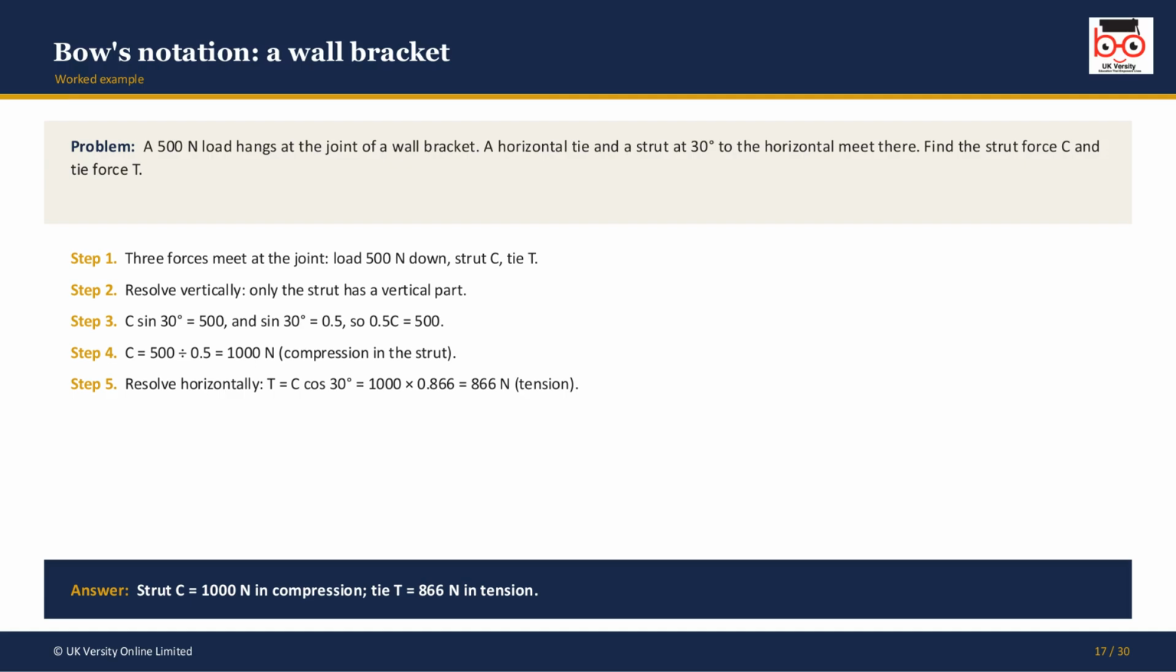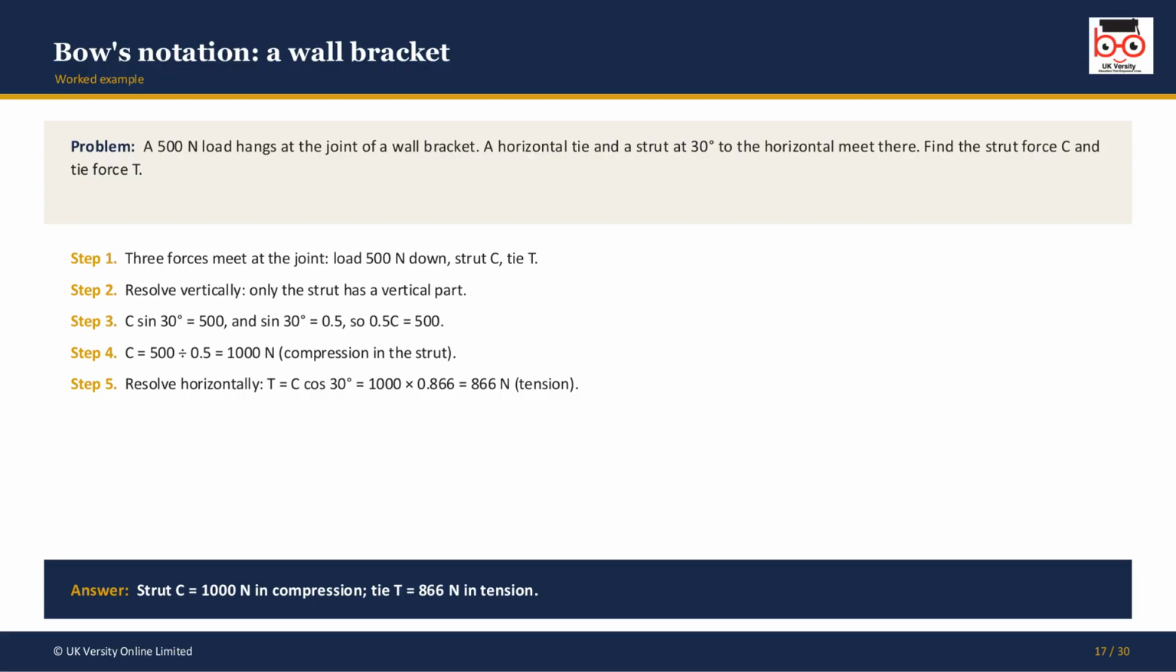Let's put it to work on a wall bracket. A 500 newton load hangs at the joint, where a horizontal tie and a strut at 30 degrees to the horizontal meet. We want the strut force, call it C, and the tie force T.